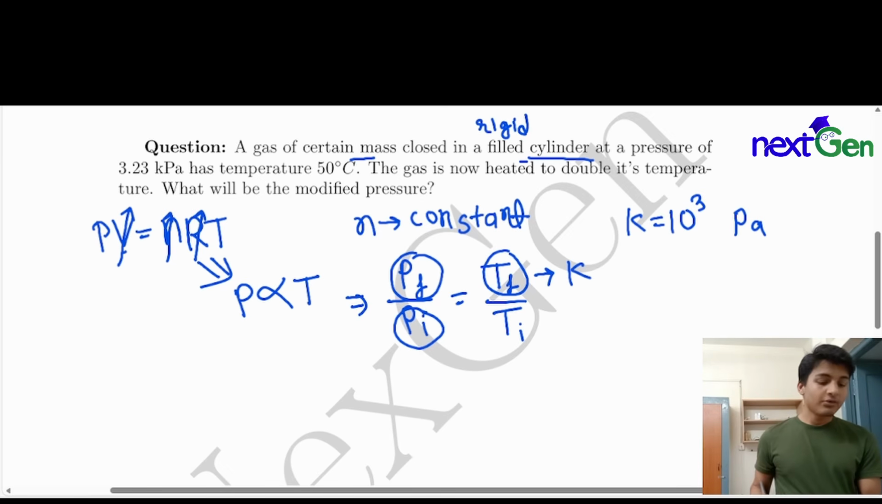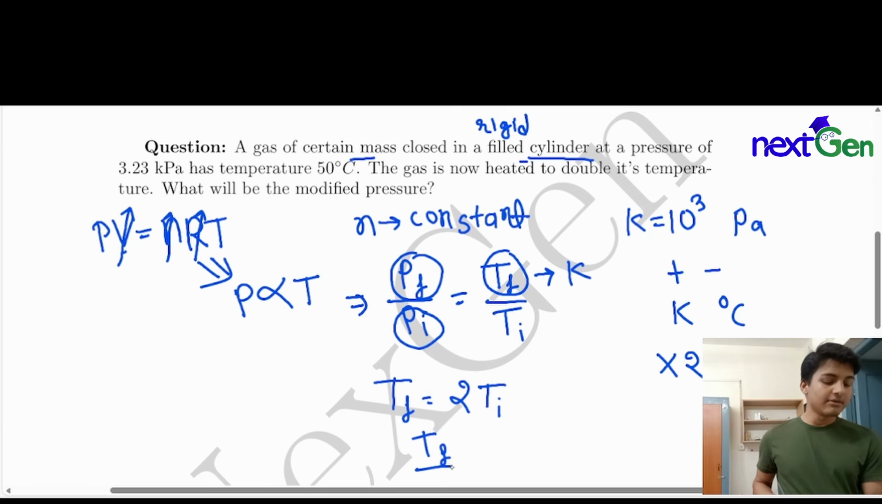For addition and subtraction, you can consider Kelvin equivalent to degree Celsius, but whenever you are multiplying, for example, in this question, we are multiplying the initial temperature by 2, or if you are dividing temperatures, then you always have to consider Kelvin scale until and unless it's been mentioned that you have to do it in any other scale. So here we will consider that the final temperature will be equal to 2 times initial temperature and Tf by Ti will be equal to 2. This implies that Pf by Pi also will be equal to 2 from this relation.